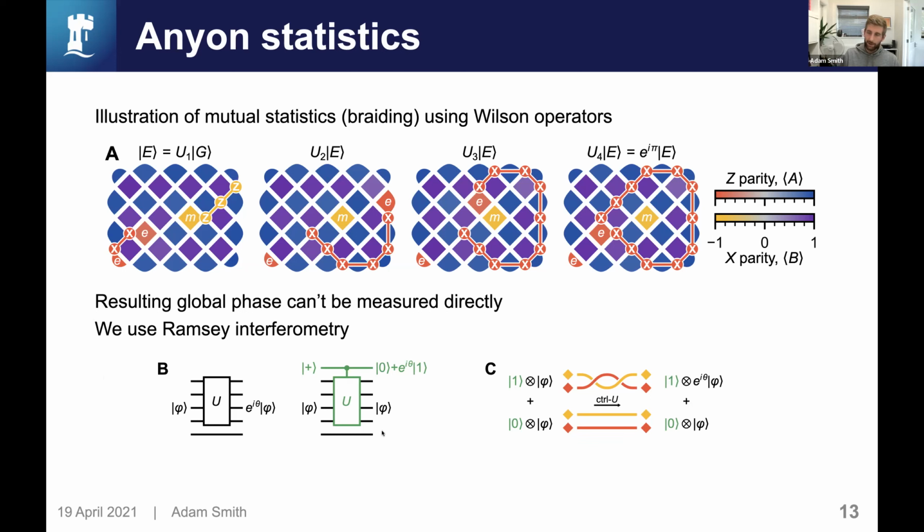Essentially, we add an ancilla qubit, which we put in the plus state, and now we do a controlled operation. We do this operation of moving E around M only if the ancilla is in state 1. By doing this, we put the phase into this ancilla qubit in a way that is measurable. So by performing tomography just on this ancilla qubit, we can extract this phase, e to the i theta, which tells us the statistics.